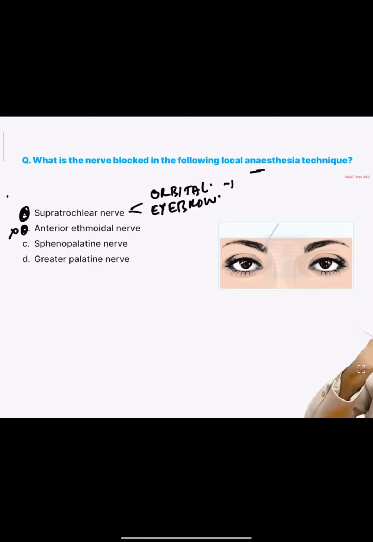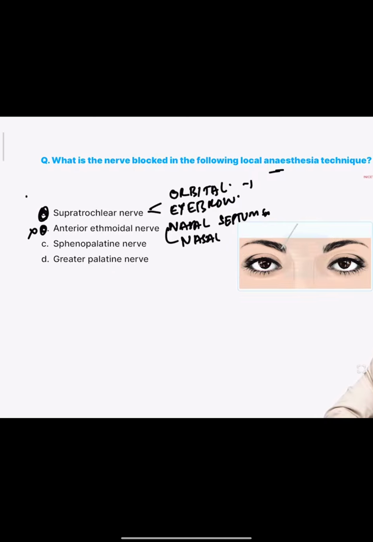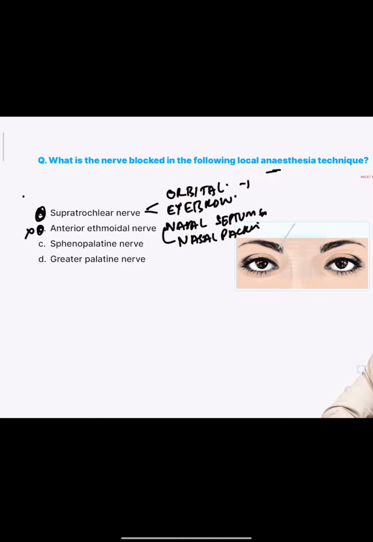Anterior ethmoidal nerve block is not the answer, guys. Anterior ethmoidal nerve block is usually given for nasal septum surgeries, or for nasal packing. Next, sphenopalatine nerve block. It cannot be. Sphenopalatine or greater palatine is usually given for some palatine laceration or some palatine surgeries. So that is the supratrochlear nerve block.